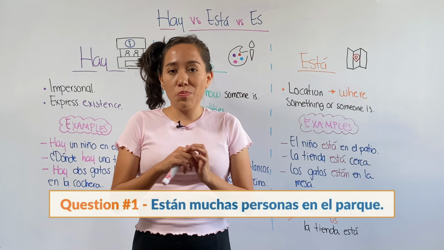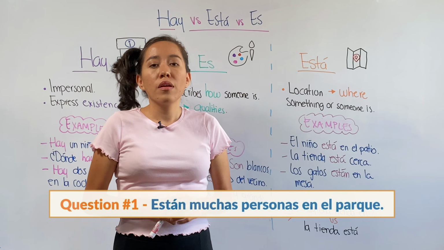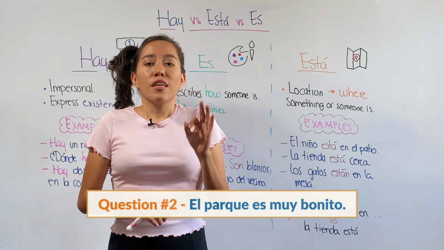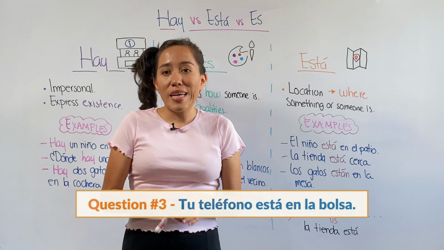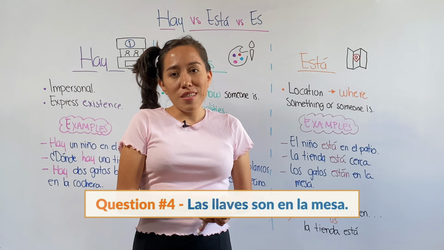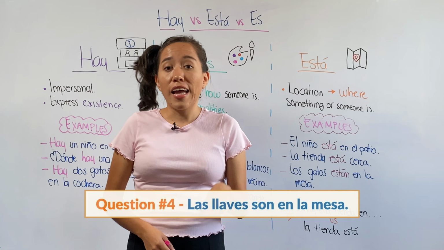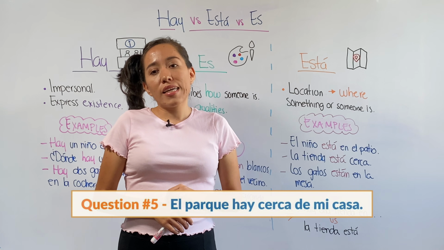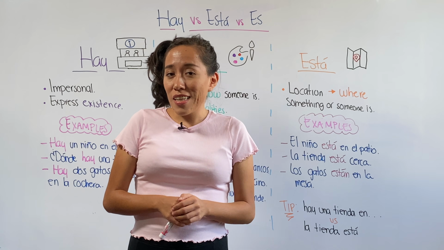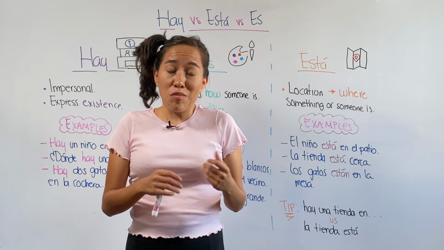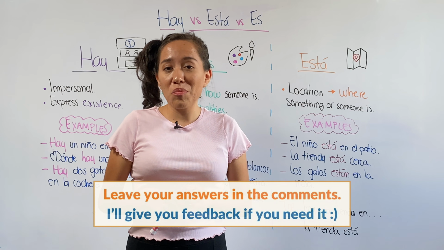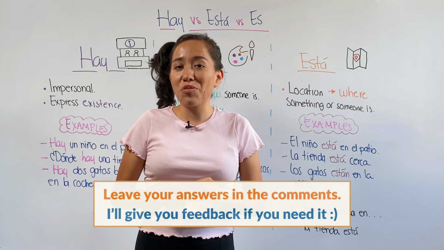Number 1. Están muchas personas en el parque. Number 2. El parque es muy bonito. Number 3. Tu teléfono está en la bolsa. Number 4. Las llaves son en la mesa. And number 5. El parque hay cerca de mi casa. Again, you're going to decide if they are correct or incorrect, and if they are incorrect, you're going to fix them. Leave your answers in the comments, and I'm going to give you feedback if you need it.